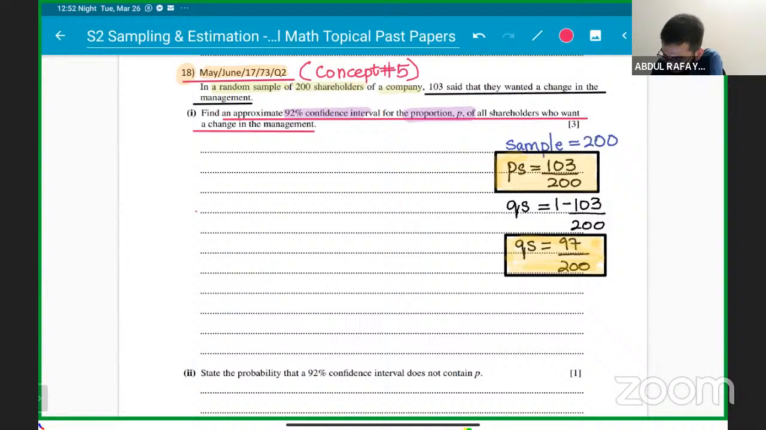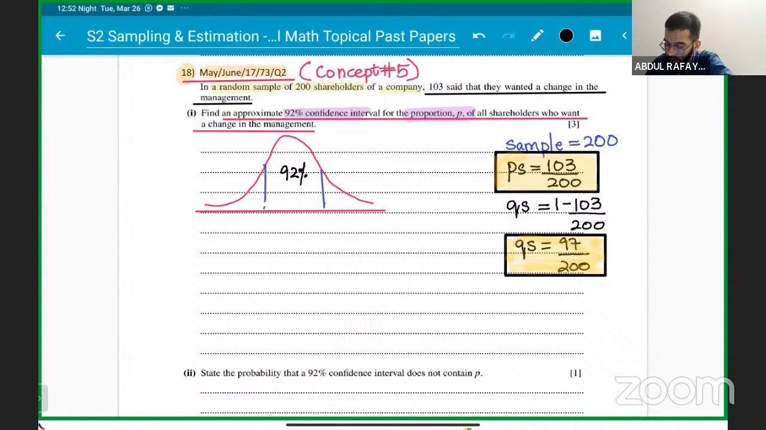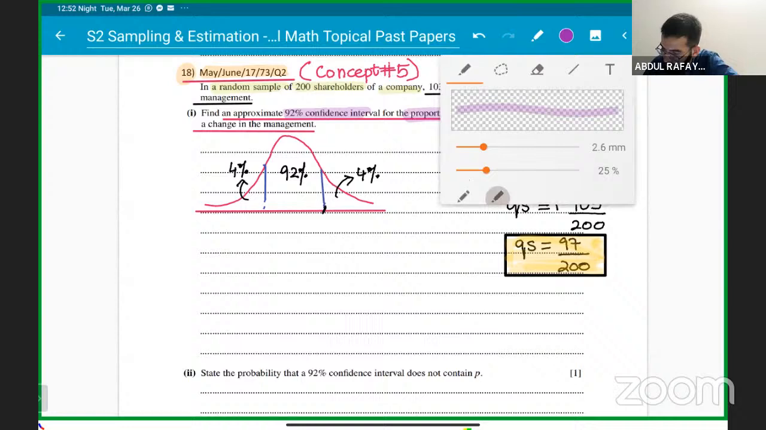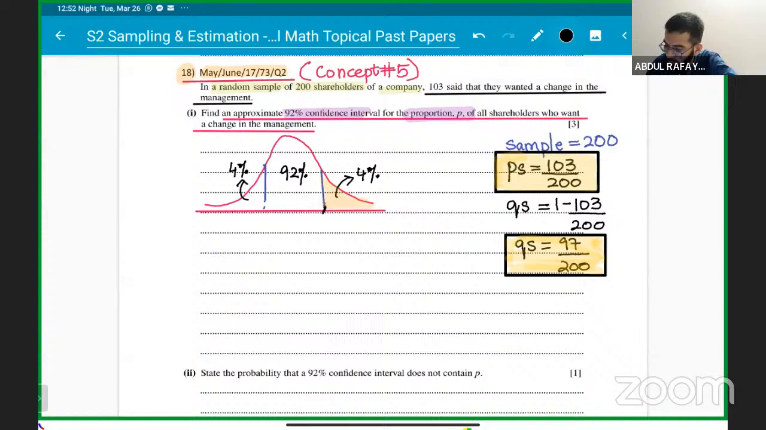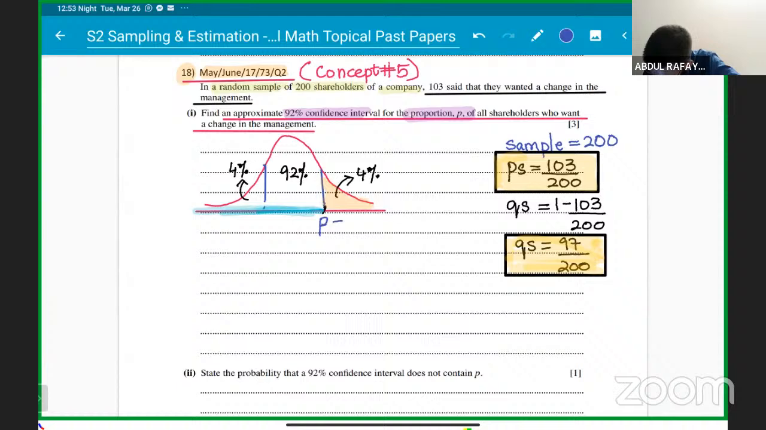If you are working with a 92% confidence interval, what is going to happen, students? So the 92% confidence interval is this thing. We can say that 4% is equally distributed here and 4% is here, students. If I shade this part, this is basically 0.04. So the probability from this to the left hand side will be 0.96. Follow carefully in the highlighter. The probability from here to the left hand side is 0.96. And that is what we have to find.